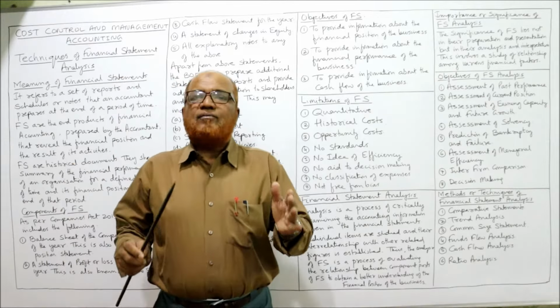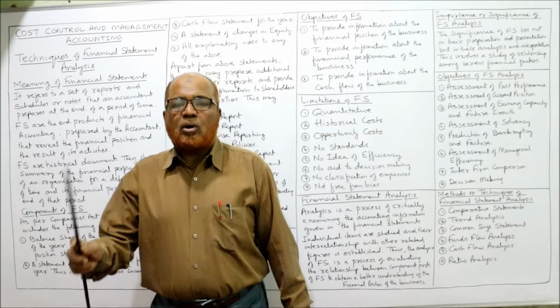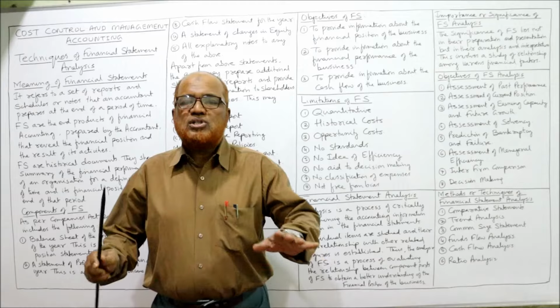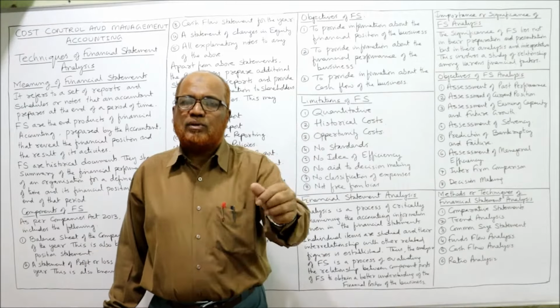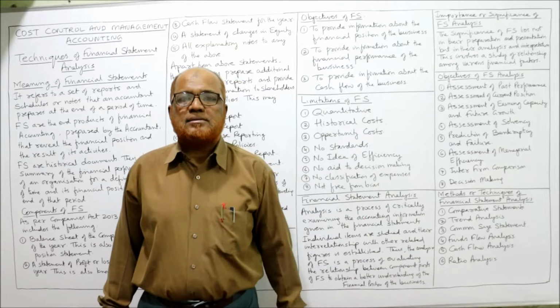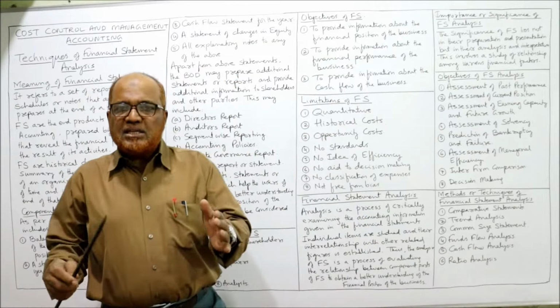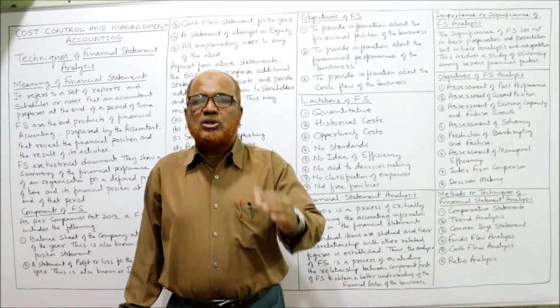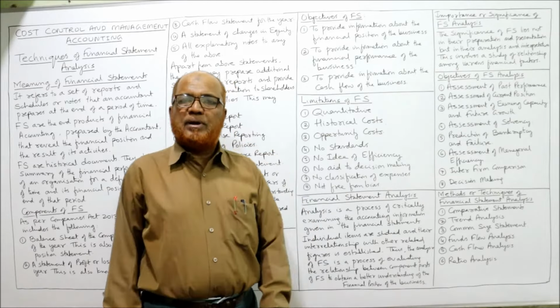For decision making, we require information not only about the past, but also information about the future. But financial statements will not show anything about the future. They will show only about the past. Next, no classification of expenses. In financial statements, we will not classify all the expenses in detail. Only aggregate items will be taken.